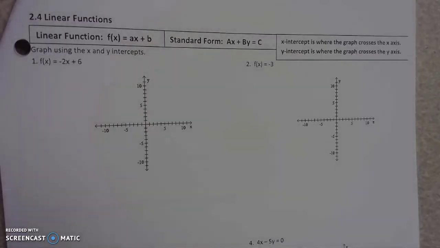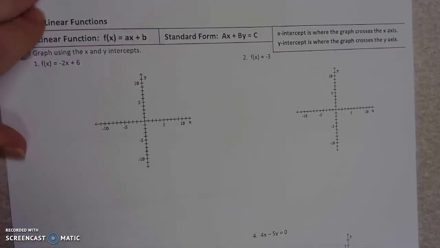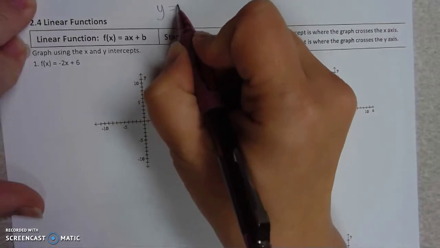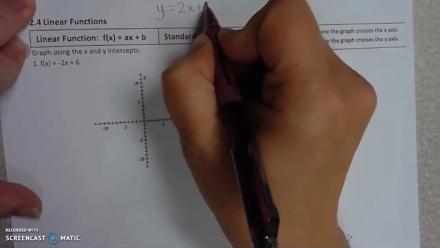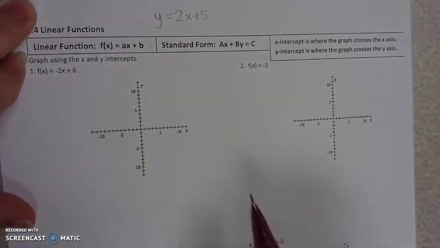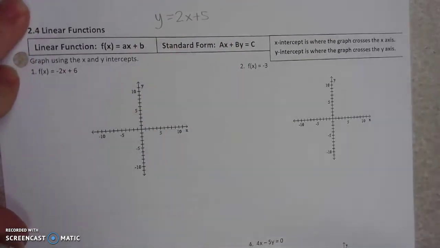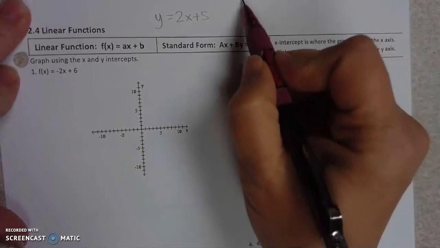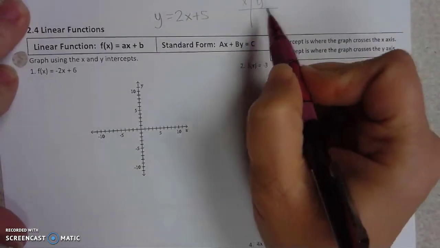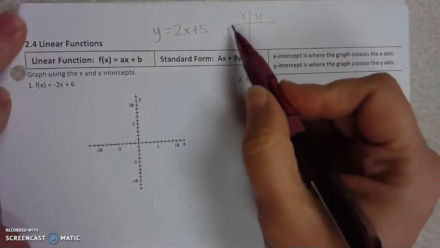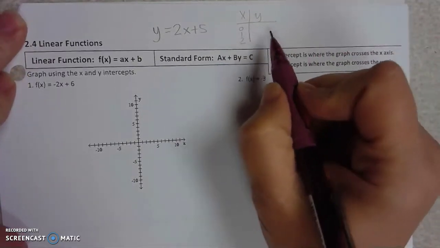Already talked about linear equations. And remember back in section 2.1, we looked at an equation that maybe looks something like this. Y equals 2x plus 5. And this is a linear equation. We found points for it. Remember, we made a table and we picked values for it. And we said we could pick anything we wanted for x, plug it in, and solve for y.